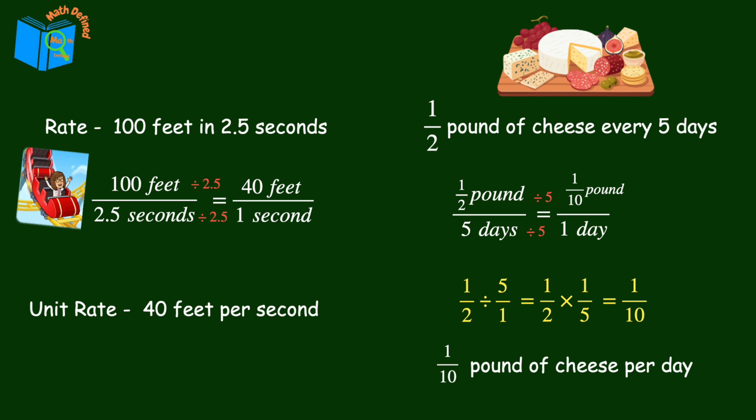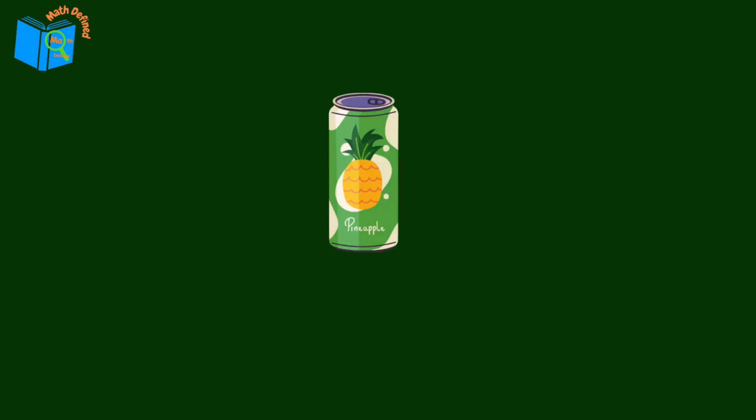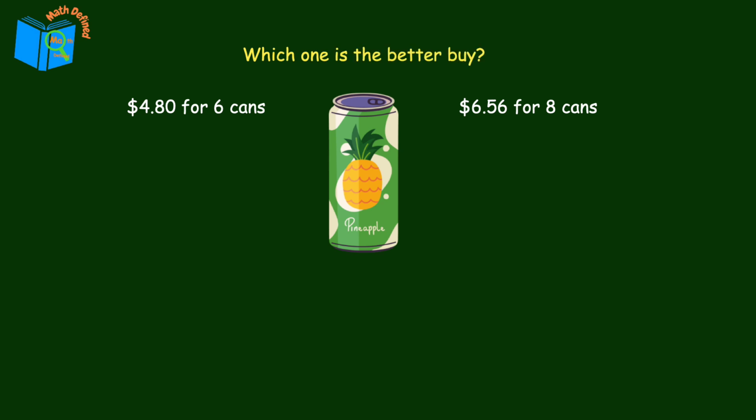Now, let's go shopping. You're at a grocery store and you want to buy some pineapple juice. You have a choice, $4.80 for 6 cans or $6.56 for 8 cans. Which one is the better buy? We'll find the unit rate for each to find out.